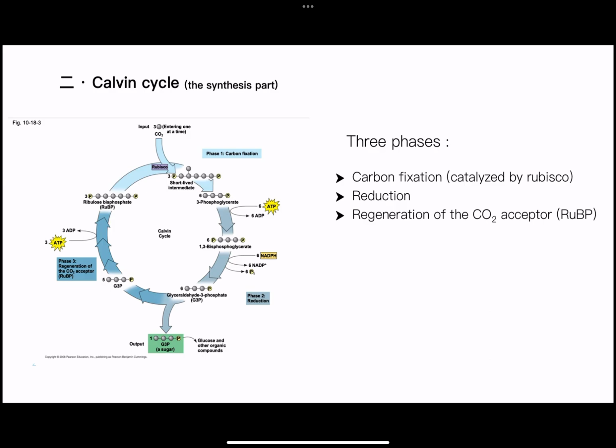The chemical reactions of the Calvin cycle use carbon dioxide gas from the atmosphere and energy carried by ATP and NADPH to make simple sugars. The light-independent reactions build sugar molecules. They are the synthesis part of photosynthesis. Only one molecule of carbon dioxide is actually added to the Calvin cycle at a time.